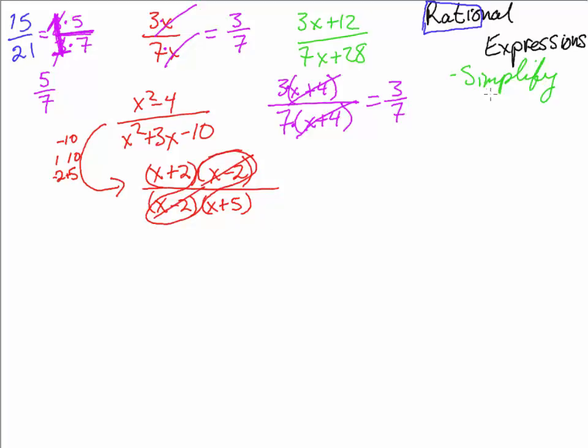So, simplifying, this is how we do it. Factor it. Once you get into factored form, things that are multiplying can cancel or divide to 1, and you're left with everything that's left over.